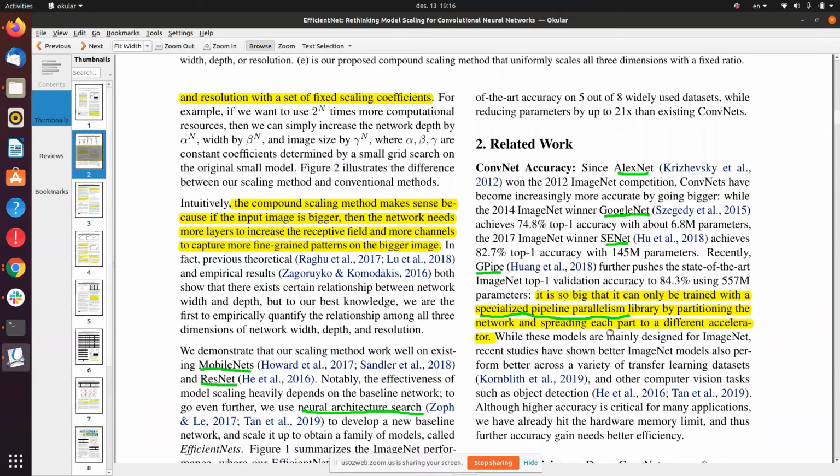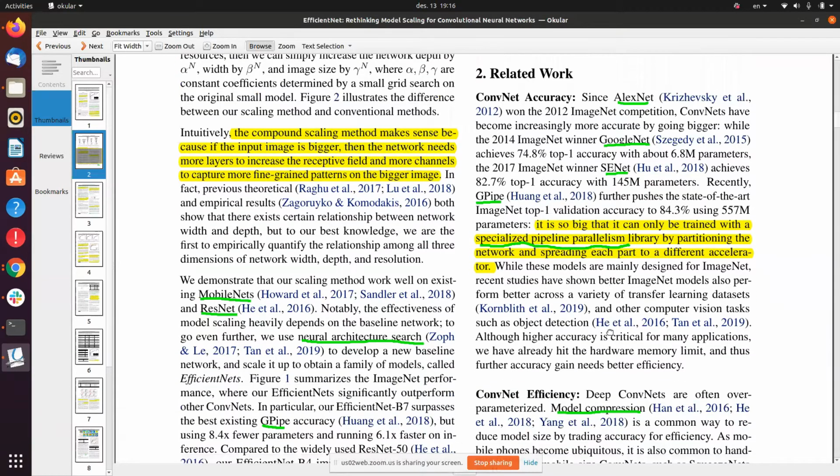Then when you go to the related work, I really felt it is good, the way that they captured it here.